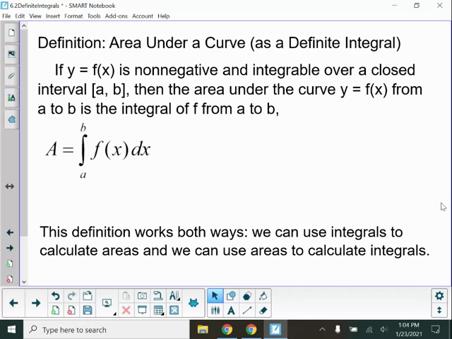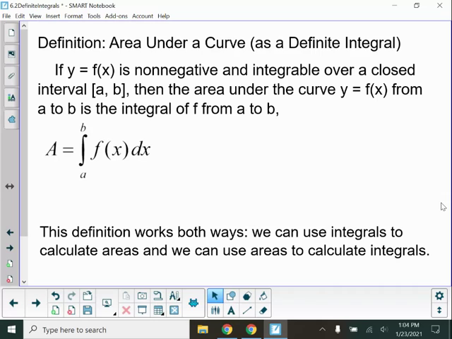And you can see down below, we can use integrals to calculate area, and we can use areas to calculate integrals. So they go both ways. If you have an integral, then you know what the area is. If you know what the area is, you know what the integral is. It's very, very useful to have that available to us.